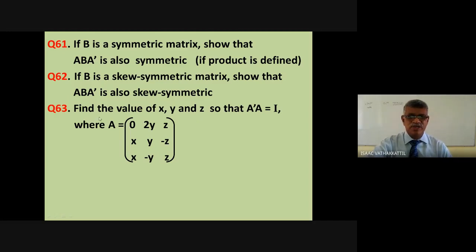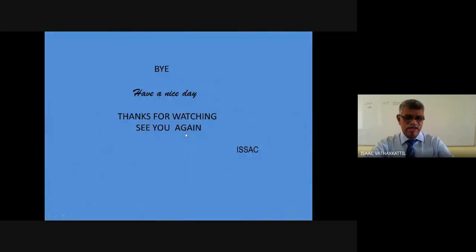Question 63, a very interesting question. Find the values of X, Y, and Z so that A'A is an identity matrix, where A is the given matrix: [0, 2Y, Z; X, Y, -Z; X, -Y, Z]. A'A equal to I. Let me see how many of you bring the answers to me. I is the identity matrix of order 3: 1, 0, 0; 0, 1, 0; 0, 0, 1. Remember, it was asked in the board also several times. Find the values of X, Y, and Z so that A'A equal to I.